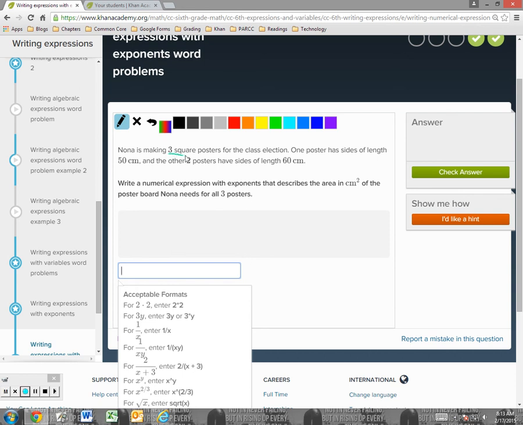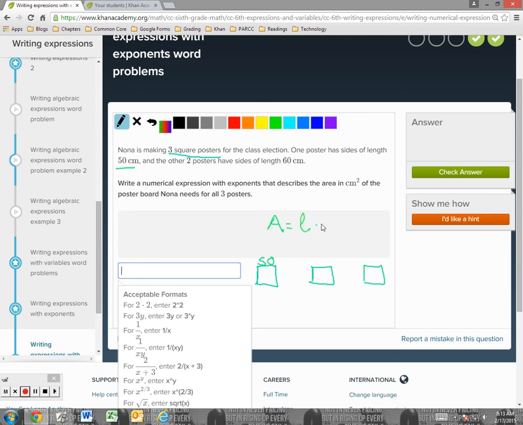All right, and we have 3 square posters. Now, I'm going to draw a little picture. I have one poster here, another poster here, and another poster here. Well, what's the length of the one poster? 50. Now, what do we do to find the area of a square? How do you find area of a square? Area equals what? Length times width, right?